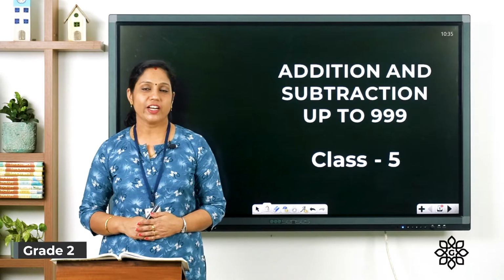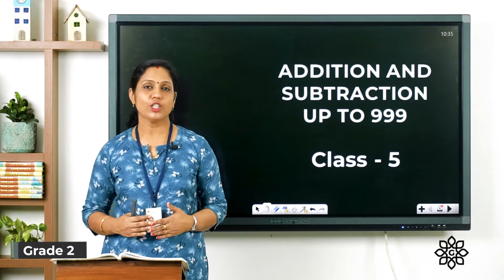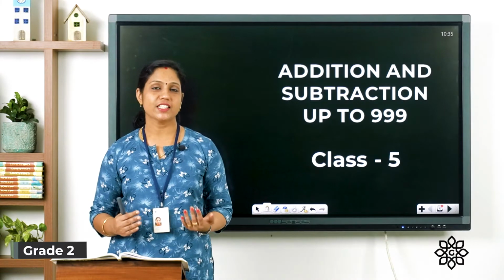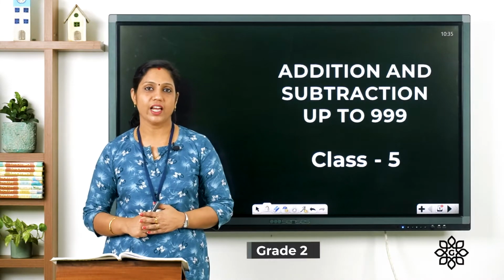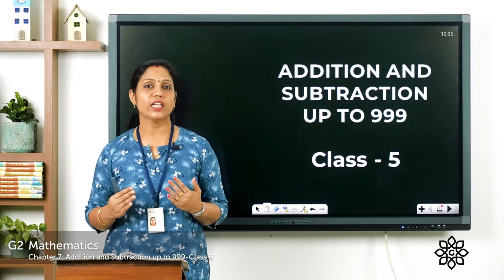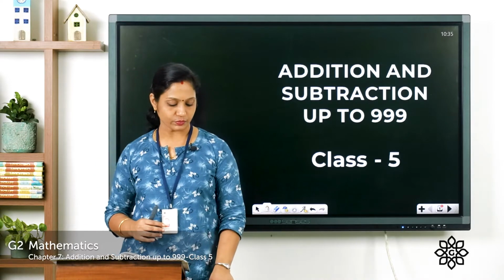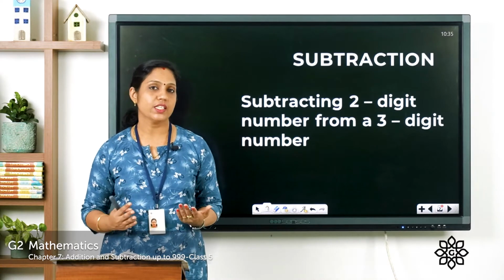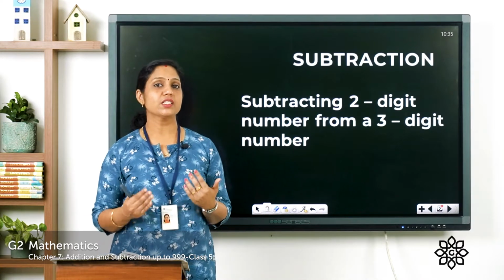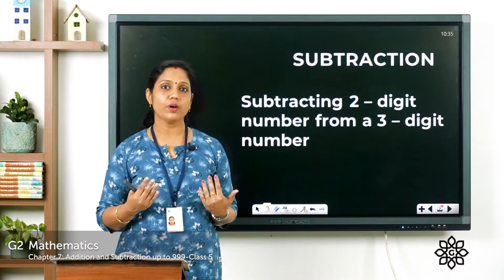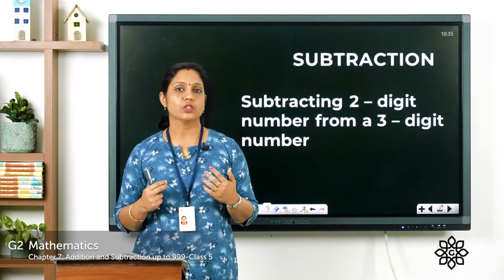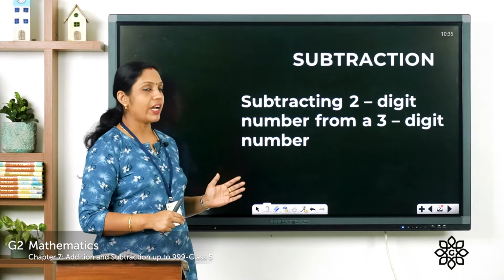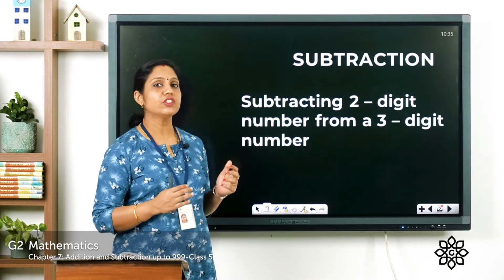Very good morning, children. Today in Maths, let's continue with our chapter Addition and Subtraction up to 999. So today we are moving on to the next topic, Subtraction. We have learned subtraction in our previous chapters. What is subtraction? Subtraction means taking away a smaller number from a larger number. Today we have subtracting a 2-digit number from a 3-digit number.